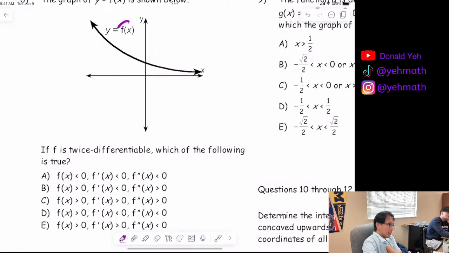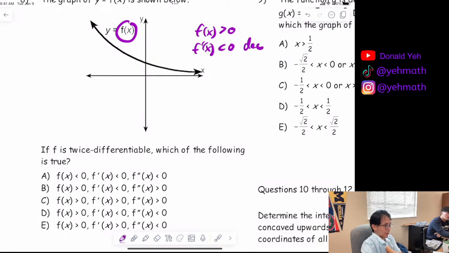So f of x is, well, look at this graph. F of x is what? Greater than 0, equal to 0, or less than 0? It's greater than 0. Above the x-axis, great. Now, what about f prime of x? Less than 0 because what? Decreasing. Slope is negative. Good. How about f double prime of x? It's concave up because the tangent line is below. It's concave up. Therefore, the only choice is B.